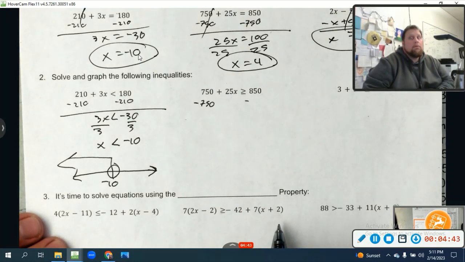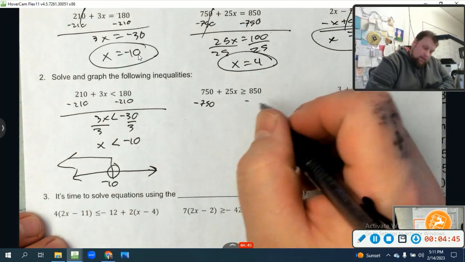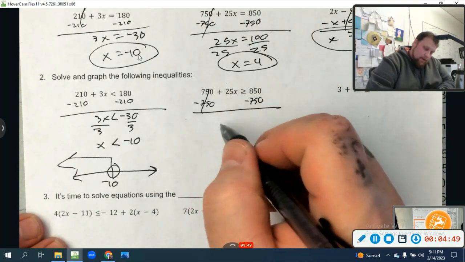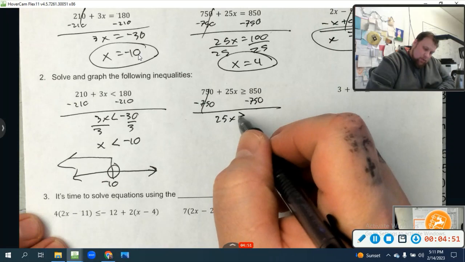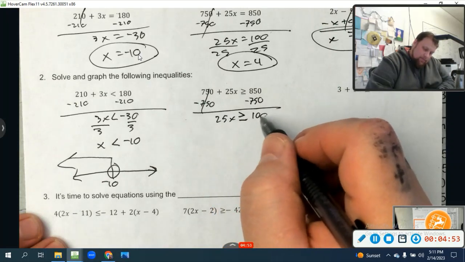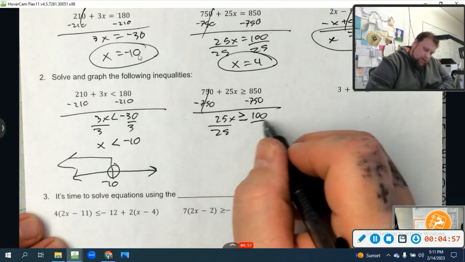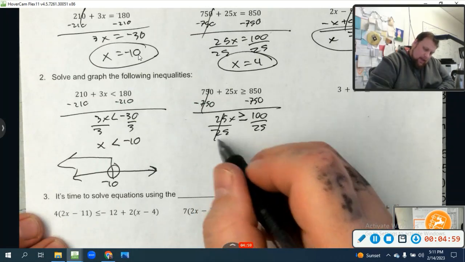All right. You had enough time to pause it. Minus 750. Boom. 25x is greater than or equal to 100. Now this has the or equal to sign. I'm going to divide both sides by 25. And I get that x is greater than or equal to 4.